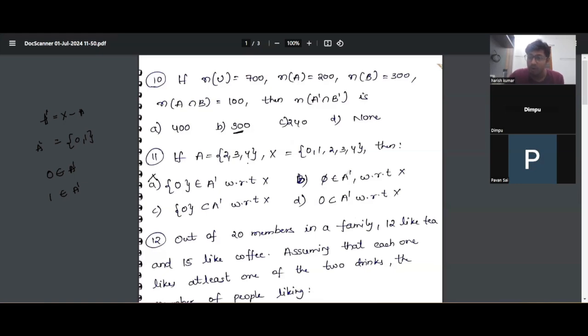5 belonging to A complement, this is also wrong, right? Set containing 0 is a subset of A complement. This is correct, because what are the subsets of A complement? 0, 1, 0, 1 and the null set, right? So this is true. 0 is a subset of A complement. How can an element be a subset of a set? That is not possible, right? So this is also wrong. So the right answer is option C.